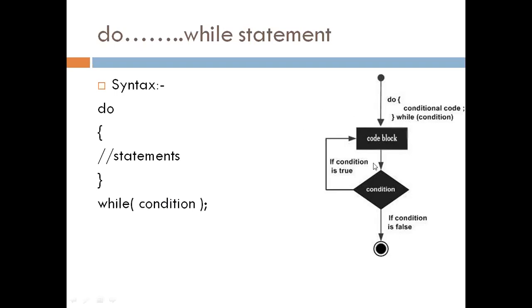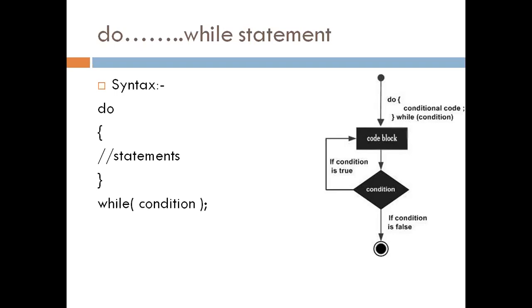This is the flow chart for do while. Do, it executes this code block, then it checks the condition. If the condition is true, then it again executes this block and then checks the condition. So that is the difference between while and do while. Suppose at the first attempt the condition is false, then the while loop never gets executed, but the do while statement executes at least once.